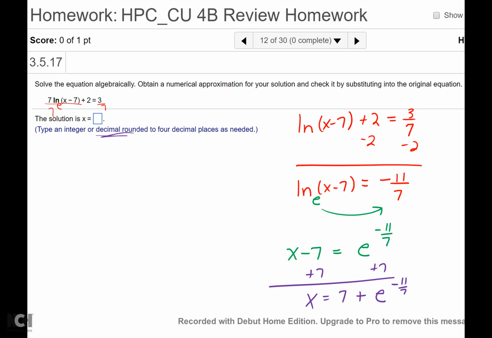And that gives me 7.207748187. 1, 2, 3, 4 out. 4 does nothing. So x equals 7.2077.